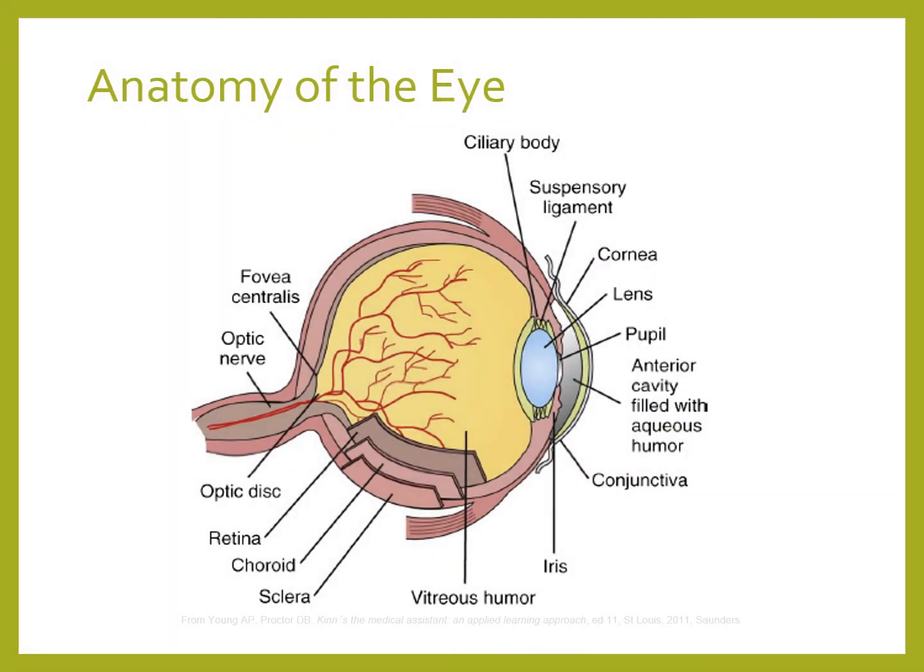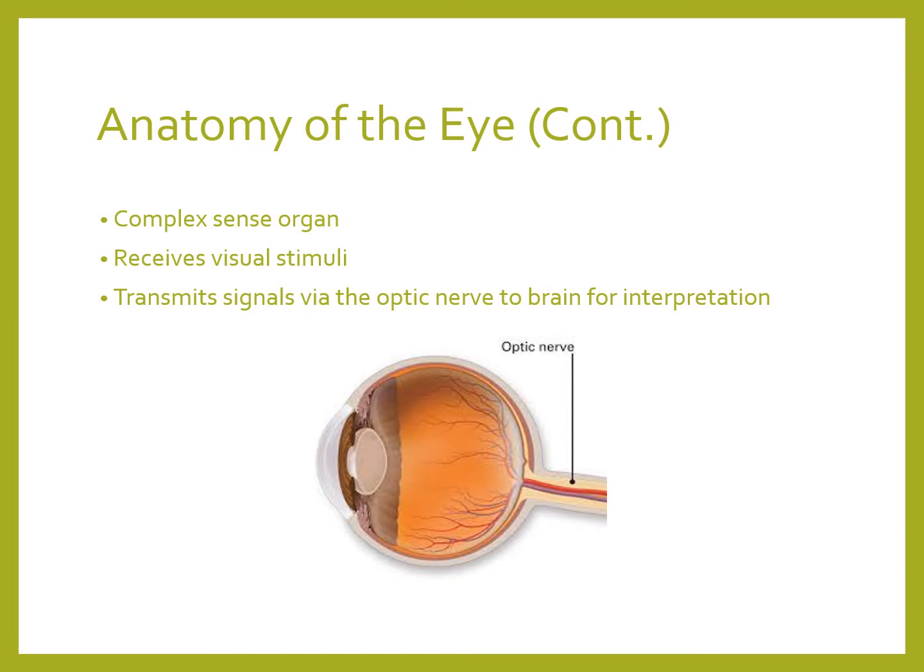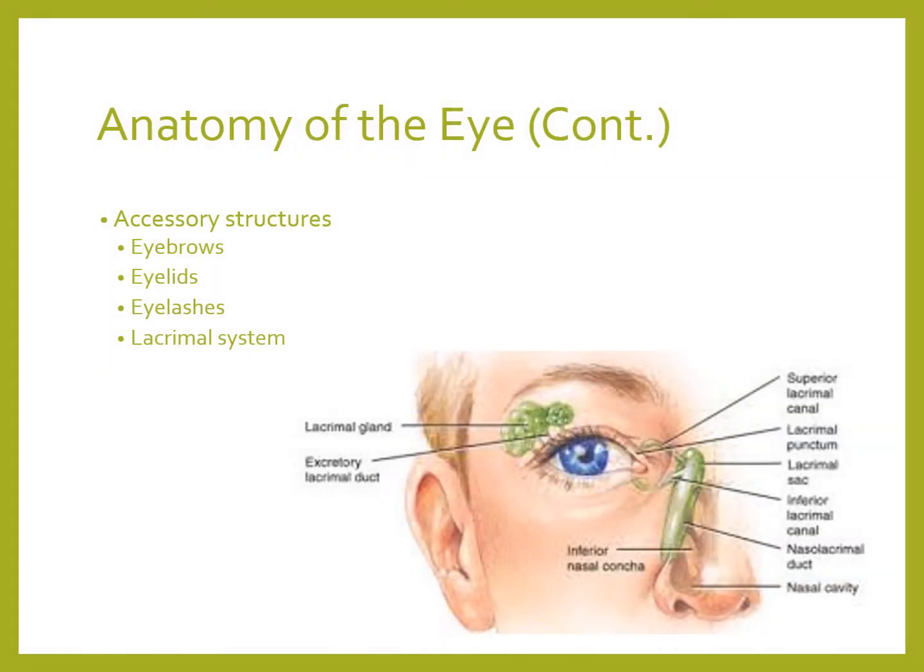A good way to understand ophthalmic agents is to do a little review of the anatomy of the eye. You can see here the basic structure of everything that's in there. The eye is a complex sensory organ. It receives visual stimuli and then sends those signals to the brain to be interpreted. The eye also works with the help of a number of accessory structures like the eyebrows, eyelids, eyelashes, and lacrimal system.